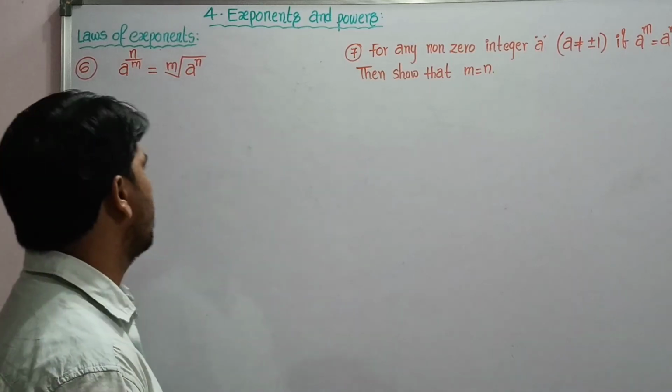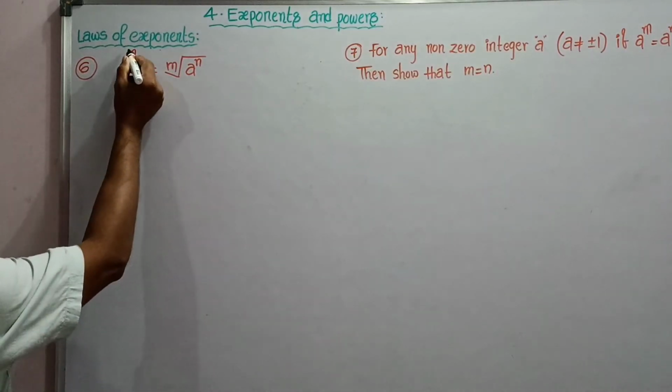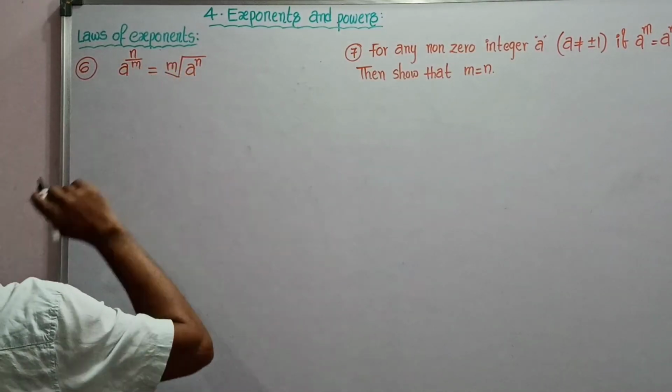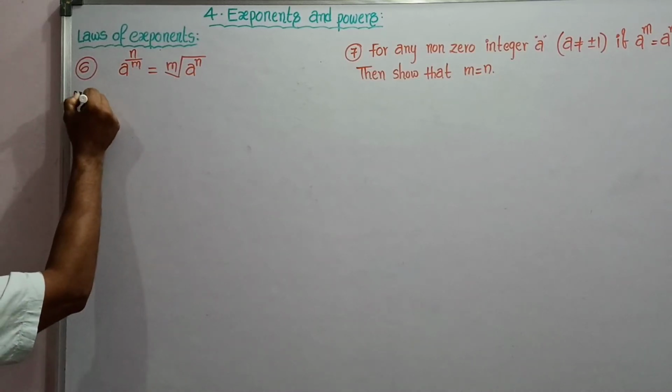Next law of exponents, the sixth one: a power n by m equals the mth root of a power n. Let us see the proof.